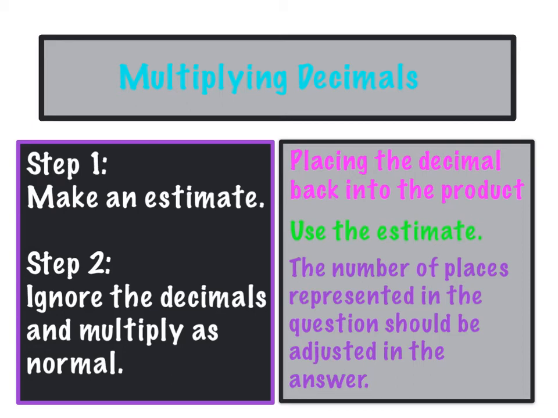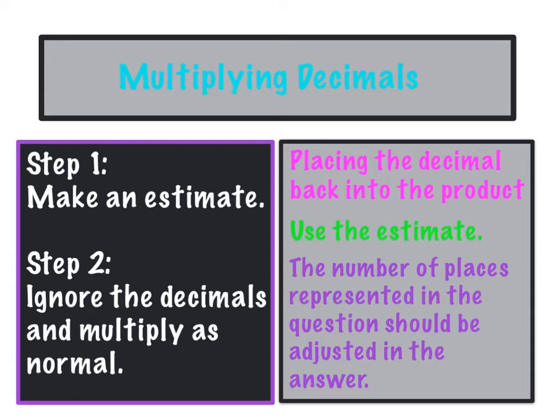All right, it's that time to learn how to multiply decimals. Step 1, we are going to make an estimate. Step 2 is pretty cool. We are going to ignore the decimal and just multiply as normal, whether that be traditional, lattice, partial product, whatever your preferred method is, except a calculator. And then the real work comes at the end. So once you multiply, you make your estimate, you multiply out your answer, then we need to put that decimal back in the question.